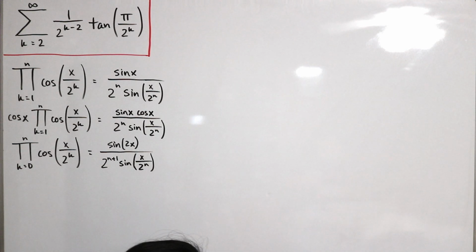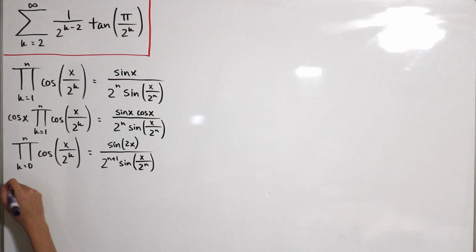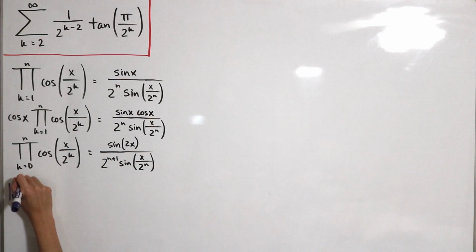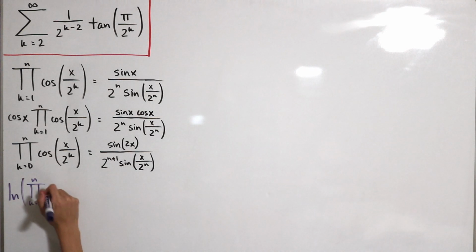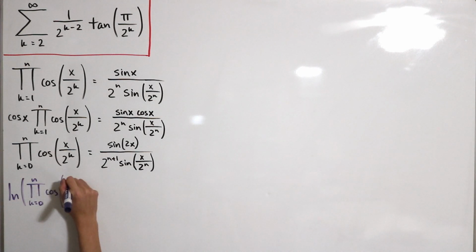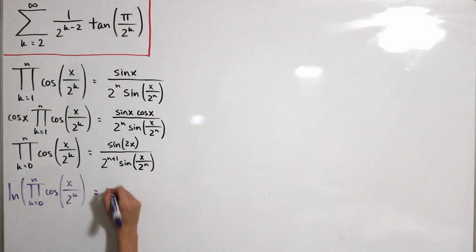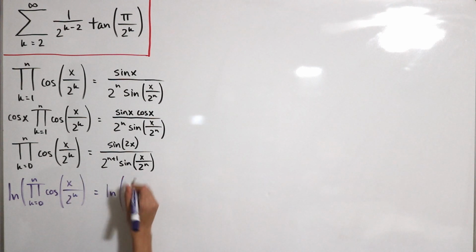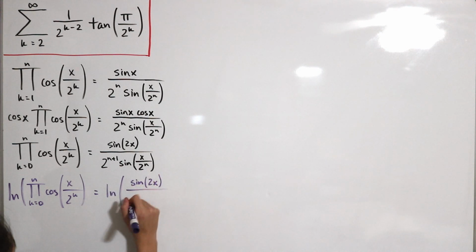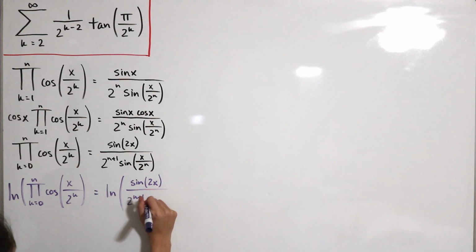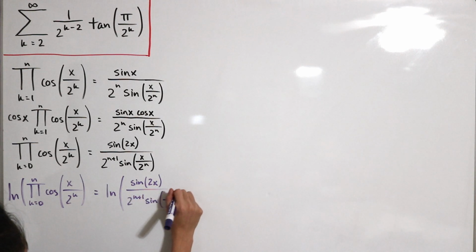So now let's actually switch to the new marker. Let's start with purple. Now we take the natural log of both sides. So the partial product, k is equal to 0, cosine of x divided by 2 to the power k is equal to the natural log of sine of 2x, then divided by 2 to the power n plus 1, then multiply with sine of x divided by 2 to the power n.